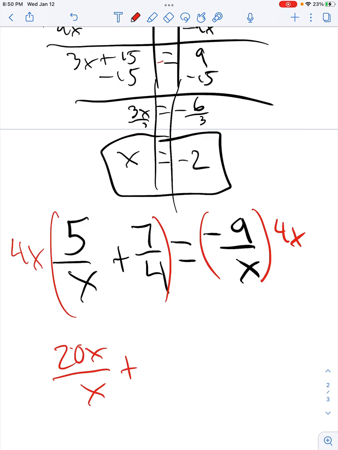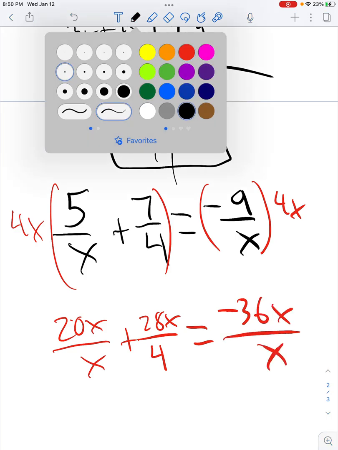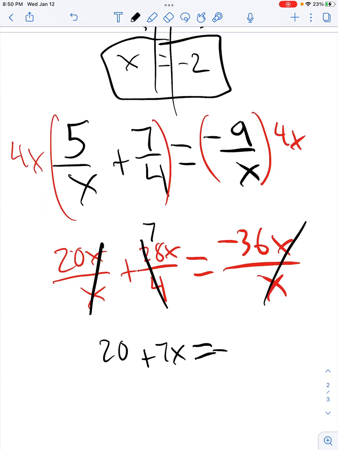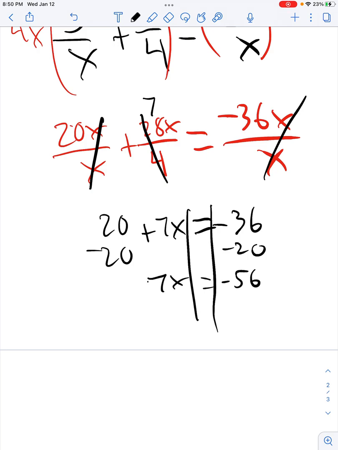So therefore, I'm going to end up getting 20x over x plus 28x over 4, which we'll simplify, equals negative 36x over x. Again, we like simplifying. This goes away. 28 divided by 4 is 7. So this is just 20 plus 7x equals, and x divided by x cancels out. Now I get my x's on one side, all my other numbers on the other. Divide by 7, and x equals negative 8.